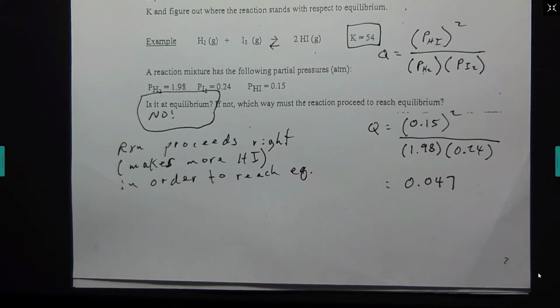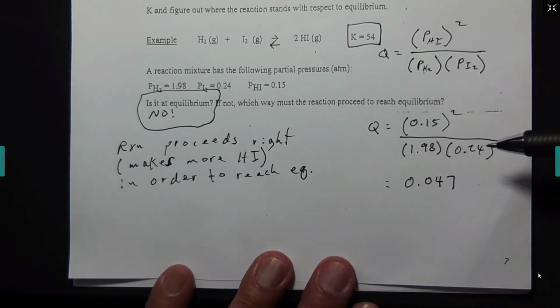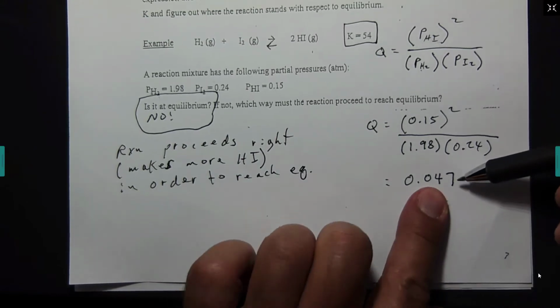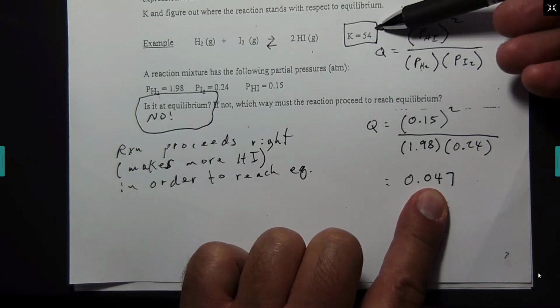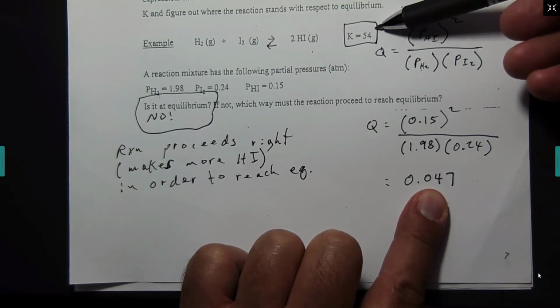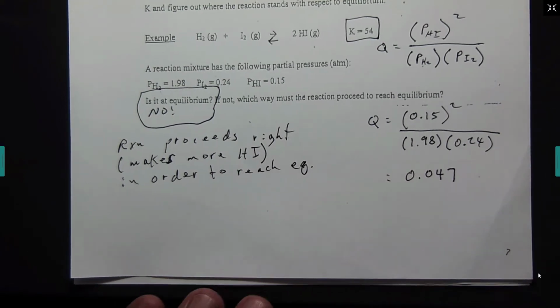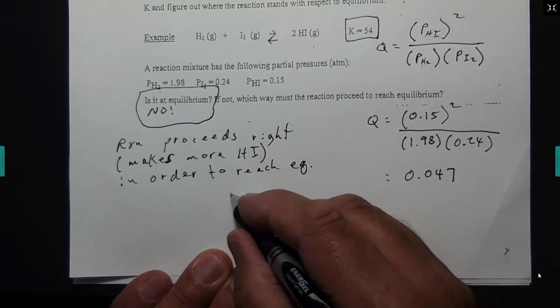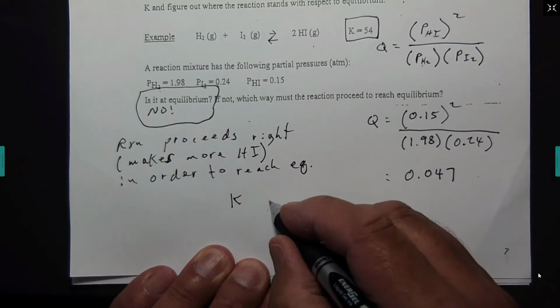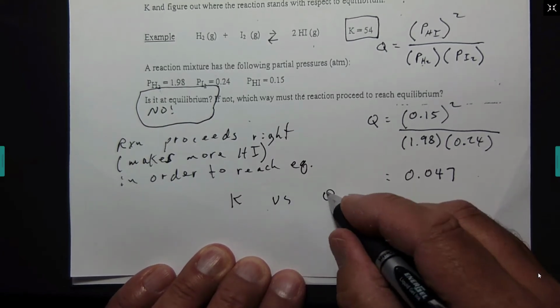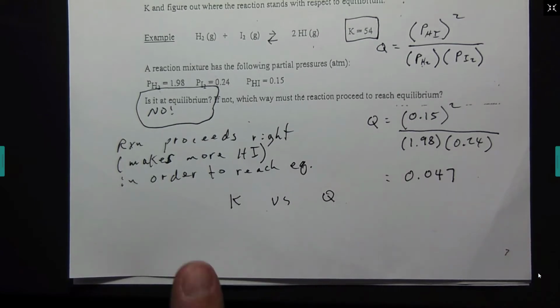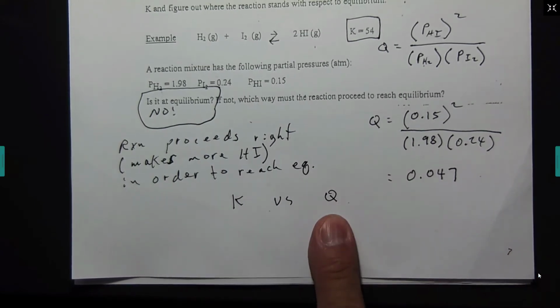Quick little trick with these, if you're ever wondering which way is a reaction going to go to reach equilibrium, your best way of doing it is probably to look at your numbers and say, okay, let's say I want this number to get bigger. I want this number to hit this, then I'm at equilibrium. How does this number get bigger? The other trick, if you make a little table of K versus Q, and do it alphabetically, so put K first, Q second.